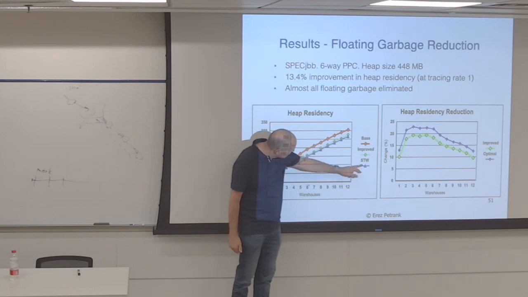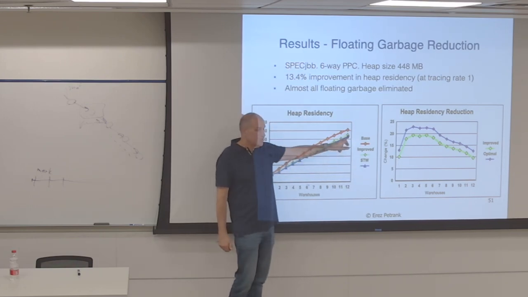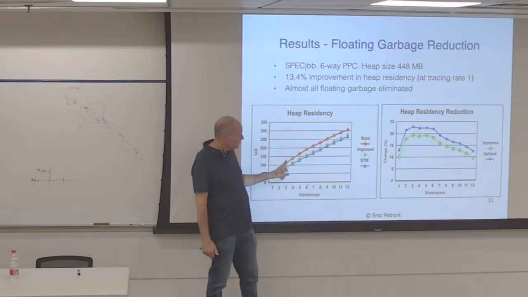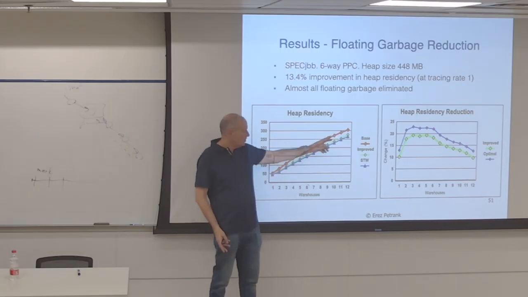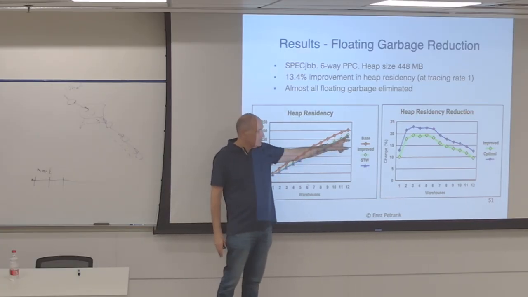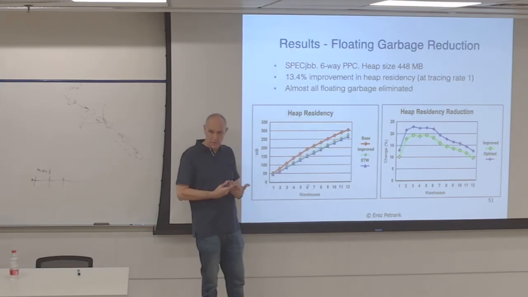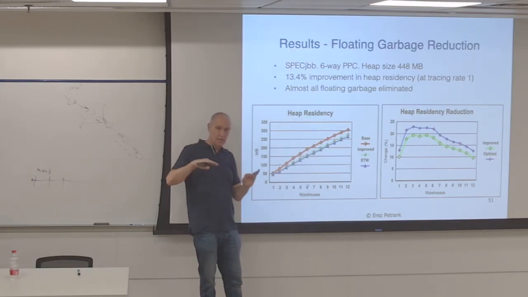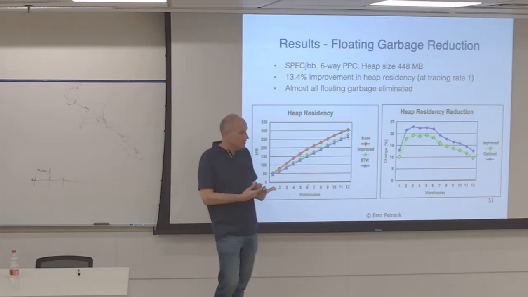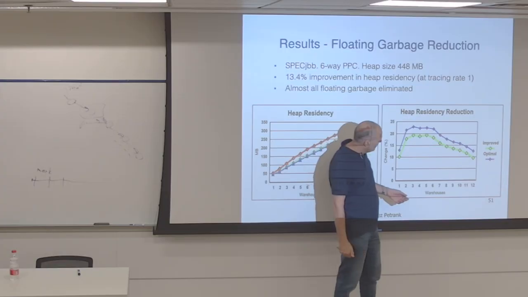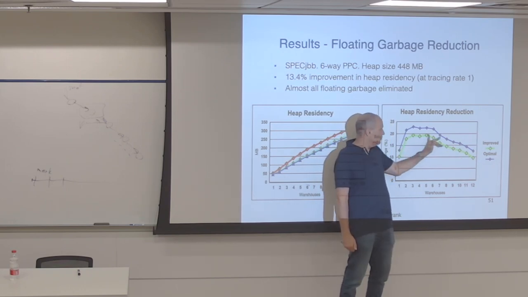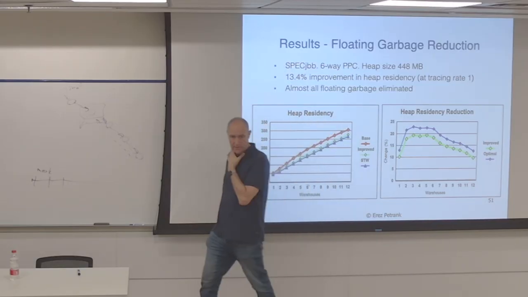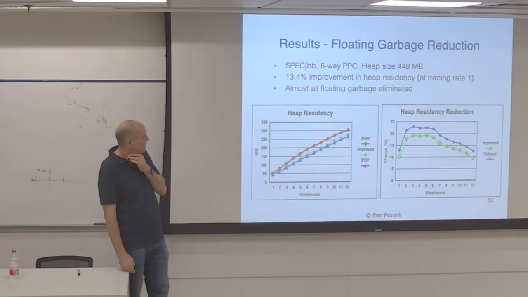Floating garbage, you want to see how much was it reduced. So this is the stop the world, the blue one. This is how much of the heap it takes. And the red one is if you take mostly concurrent without the additions, how much heap it takes. And the green one is with the additions, and you see that you almost get to the heap consumption that you would get if you really reclaimed all the objects. The optimal is with the stop the world, and this is with these additions to the mostly concurrent algorithm. So you really get a lot.